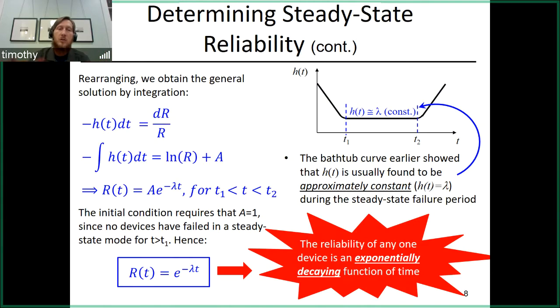The ratio of the number of survived to the total number, when you start off, none have failed yet. That is the assumption because we're only operating in this steady state region. So the bottom of the bathtub is linear, and the bathtub curve shows h of t is usually found to be approximately constant. So we're making this approximation that h of t is approximately constant, and that's how this solves out. Given all that, here's the main takeaway: the reliability of any one device is an exponentially decaying function of time.